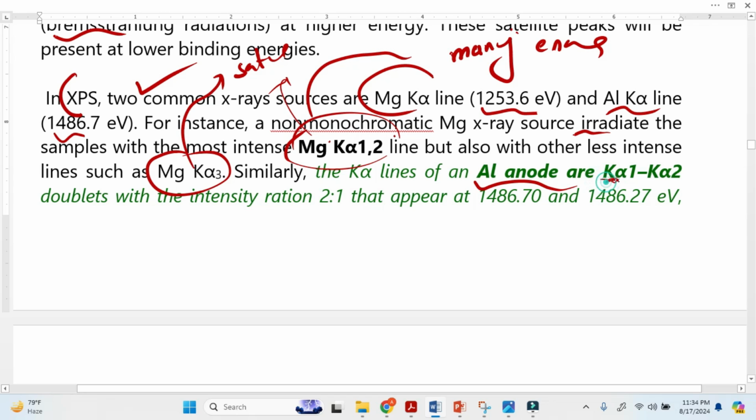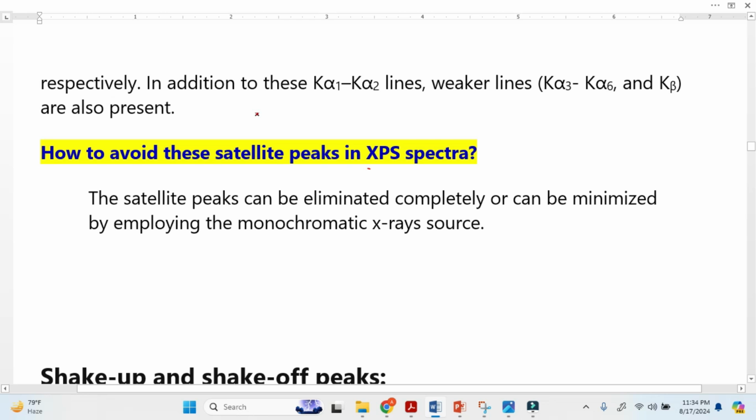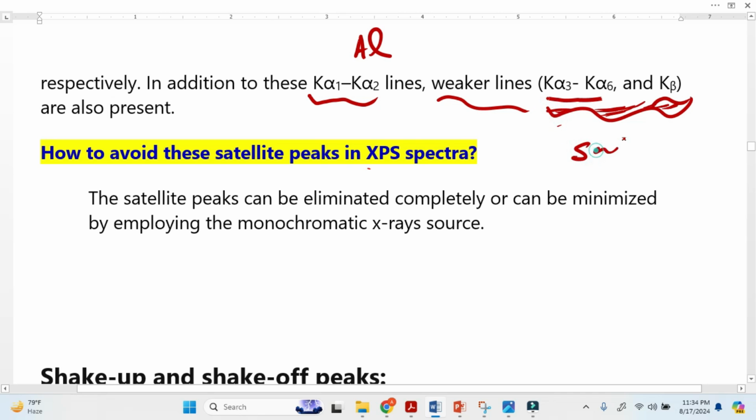Similarly, let's see here the aluminum. For aluminum we have these two intense lines, the Kα 1 and Kα 2 lines, but in addition to these there are weaker lines in the aluminum source, the Kα 3 to Kα 6. And there is also another line, that is Kβ. Because of these additional lines, these additional X-ray energies, we get satellite peaks.